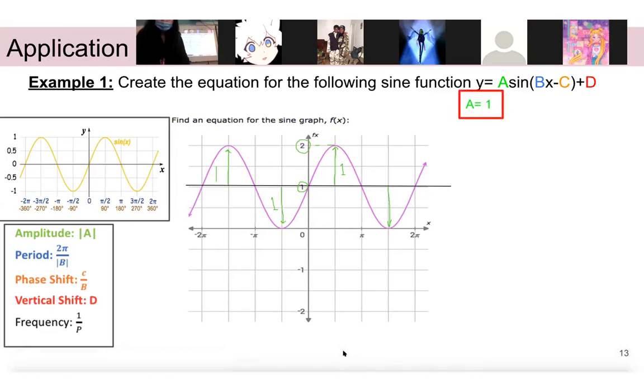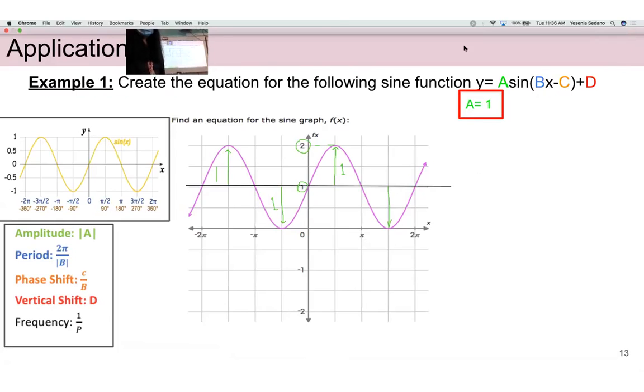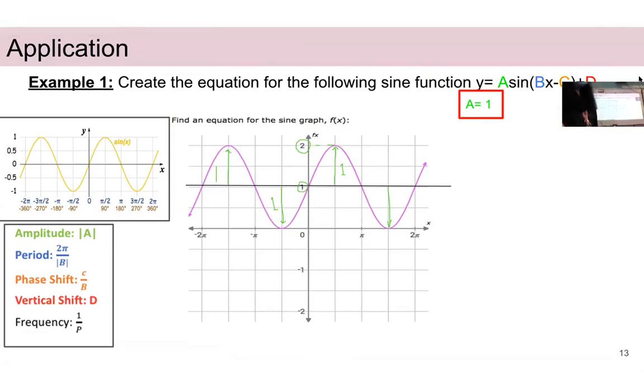There we go. So we already got the first part. We got 3 more to go. And yes, Danny, so 1. That is correct. Awesome. So let's see if there's any clarifying questions on how I found the amplitude.